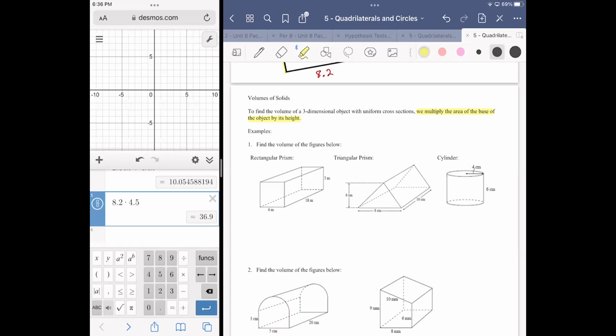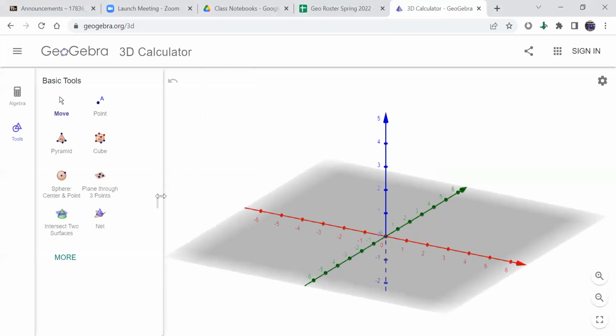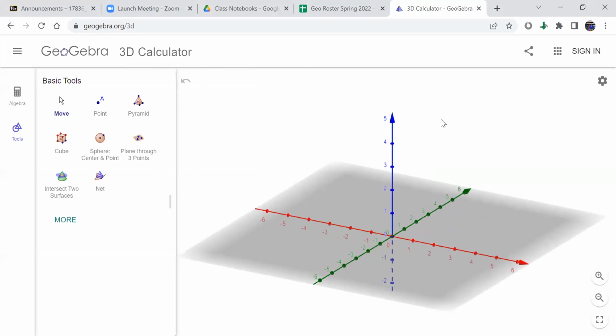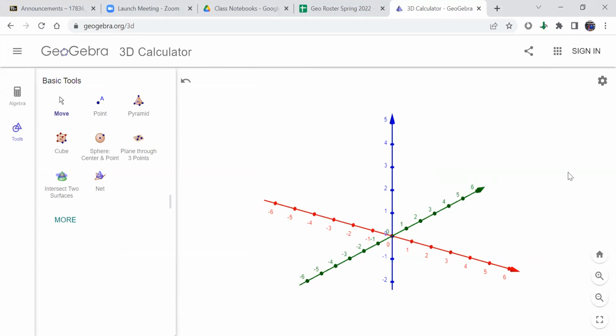For that, I'm going to take us over to GeoGebra. I think I'm going to do it on the computer to let me pause and resume the recording. So this is a three-dimensional coordinate axis system, or set of coordinate axes. I like to turn off the plane just to make it look a little nicer.